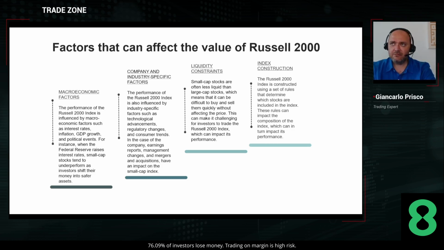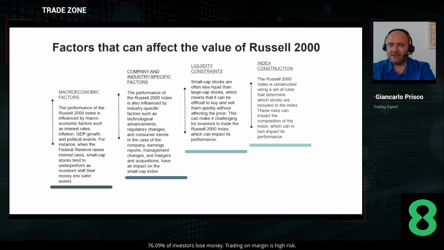And of course, in the case of company reports, mergers and acquisitions, all these elements have an impact on the Russell. Third element, the liquidity constraints. Of course, these companies, because they are small, are less liquid than large cap stocks. So sometimes it could be difficult to buy and sell quickly without affecting the price. In this sense this index is more challenging, and we have to manage our trading on this index very well.